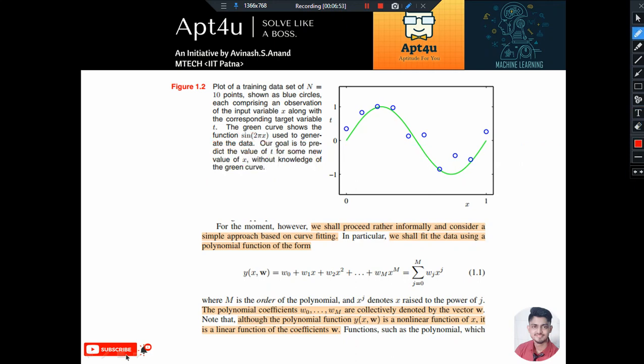So in simple words, I repeat again, we have some data points, 10 data points present in this space, and we know that these points are generated using the sin 2 pi x curve. But now we need to come up with a curve, in the sense a function, by using which we can say that yes, these data points are following a particular structure.